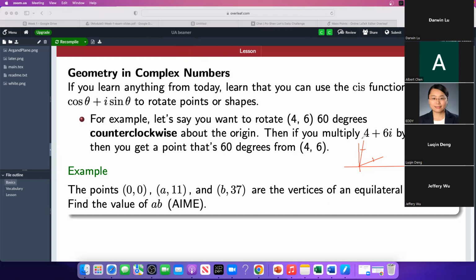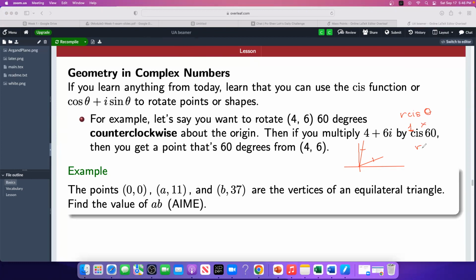Now the reason why is because when you multiply by cis 60, the radius is 1. So when you multiply the radii, if you multiply by r cis theta, remember that it's gonna be r times 1 cis (theta plus 60). And that's where it's coming from. So it's gonna rotate 60 degrees this way, and the radius is still gonna stay the same, unless you multiply by like 2 cis. Then this length is gonna double.